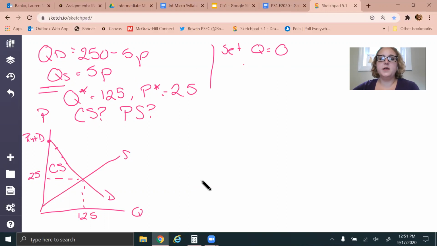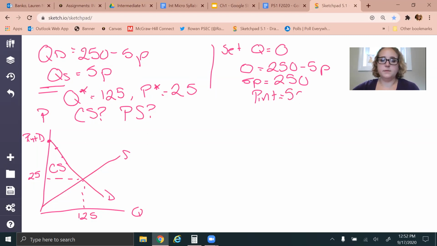So solving for that intercept should look like 0 equals 250 minus 5p. And we solve for this price. So bring the 5p over and then divide by 5. And due to that, your intercept is at 50.